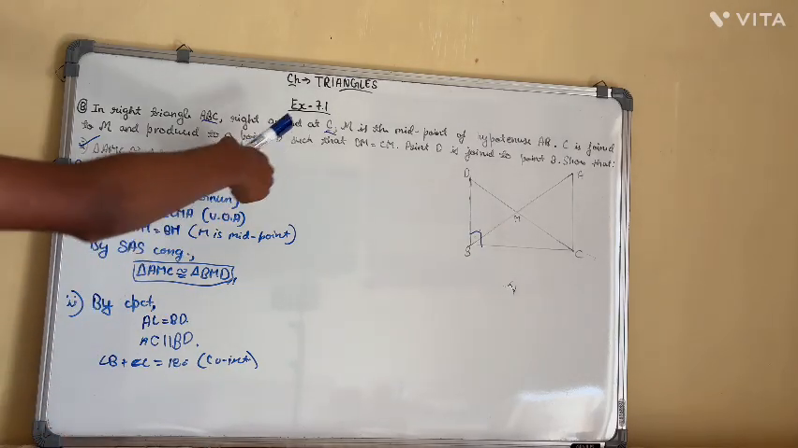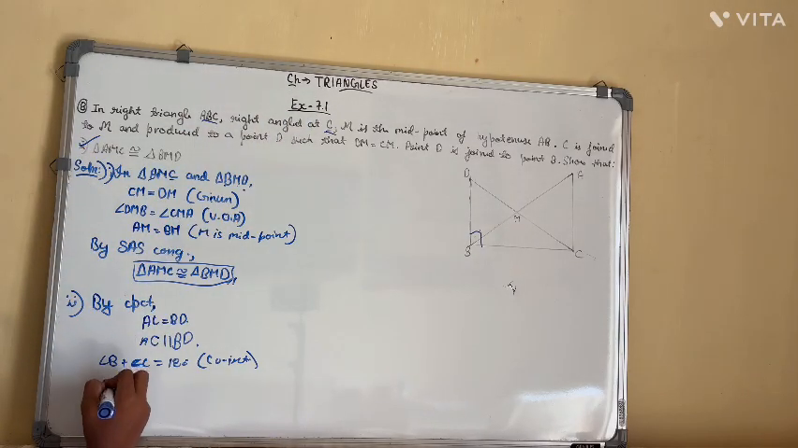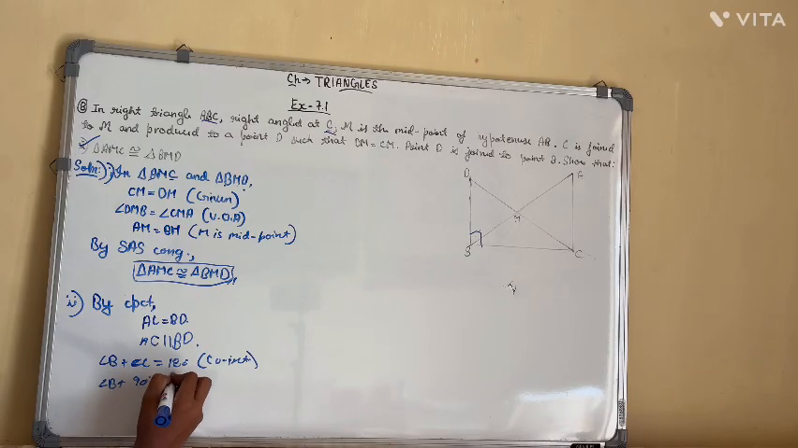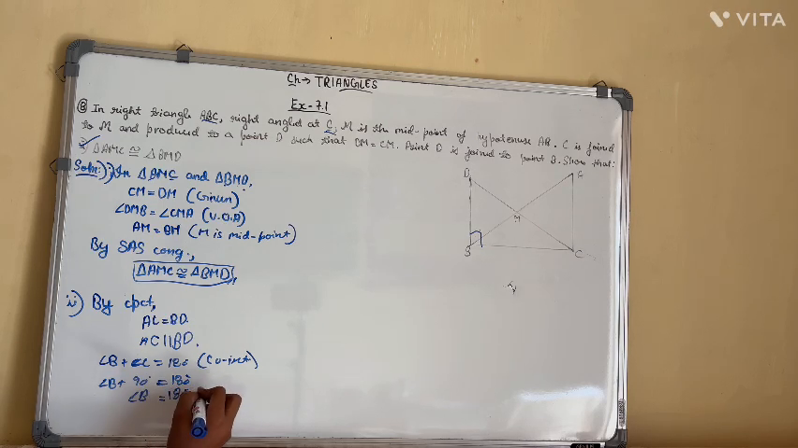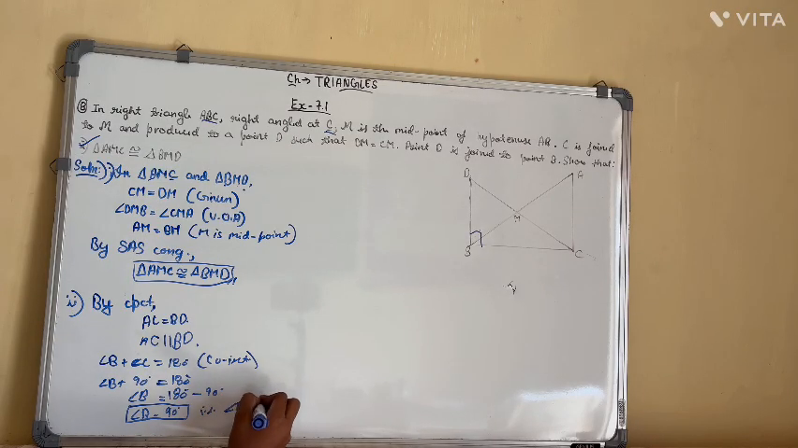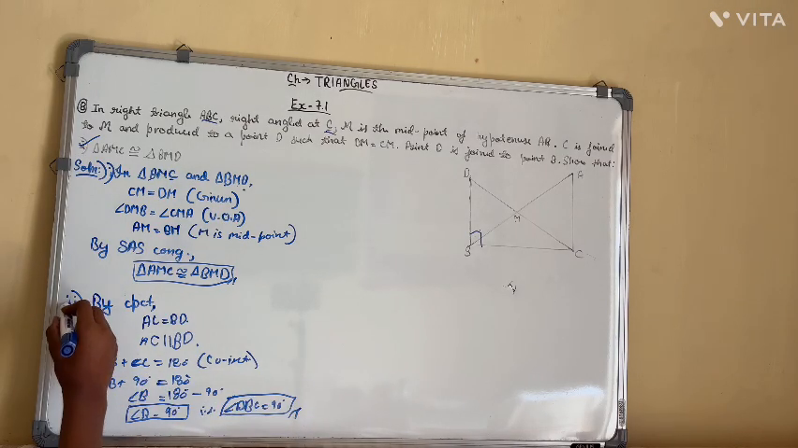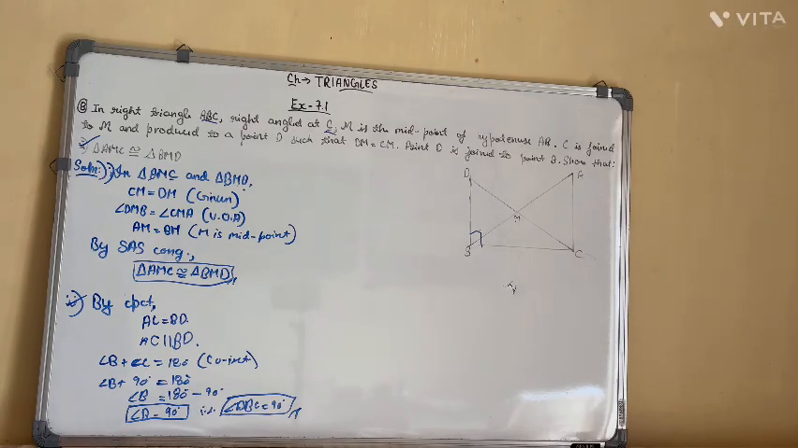We know that angle C is 90 degree, right angle at C. So angle B plus 90 degree is equal to 180 degree. So angle B is equal to 180 minus 90, which is 90 only. So angle B is equal to 90. That means angle DBC is equal to 90 degree. So this is also proved. The second part is also proved. Both the parts of this question are proved.